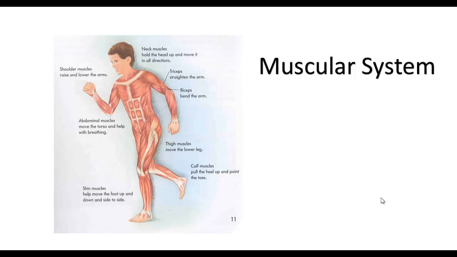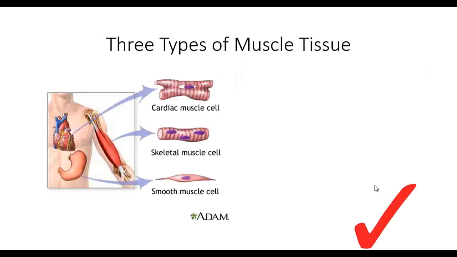The first one we're going to take a look at is the muscular system. The muscular system's primary job is to allow your body to move. It's also made up of the heart and in some ways the organs, which we'll talk about in just a second. What we need to focus on is that there are three types of muscle tissues.